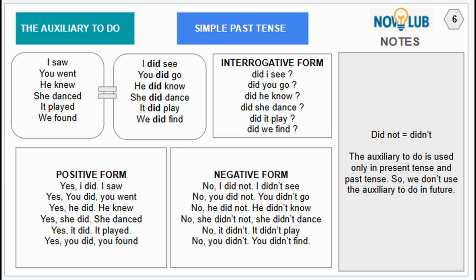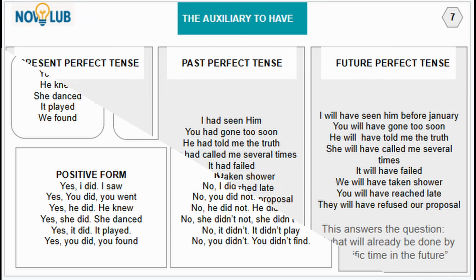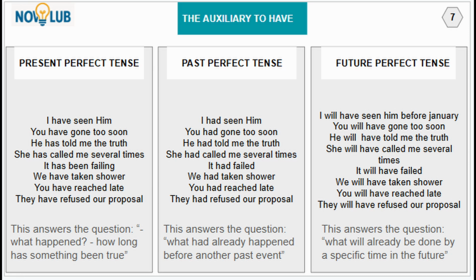Let's now talk a little bit about the auxiliary to have. We say that the role of the auxiliary to have is to put the sentence into perfect tense. So we have present perfect tense, past perfect tense, and future perfect tense. Present perfect tense, we shall say, I have, this have is the auxiliary, seen him. So we have subject plus verb in present, plus auxiliary in present, plus verb in past participle, and then object.